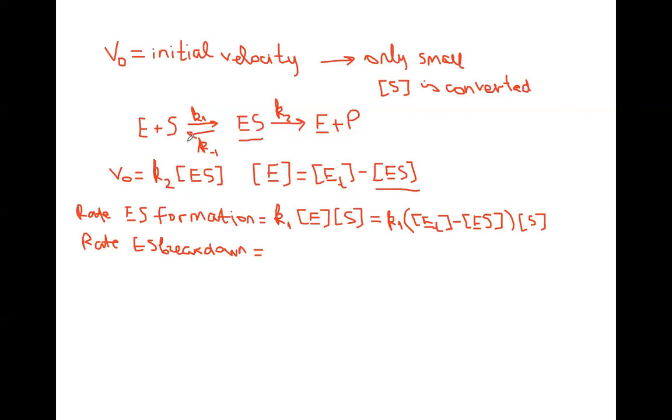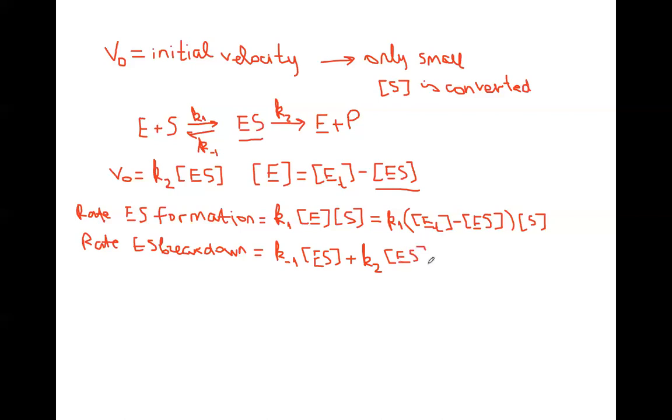So if you go left, the rate of the breakdown will be K-1 times enzyme substrate complex. And if you go right, it will be through the reaction, so the reaction constant K2 times enzyme substrate complex.